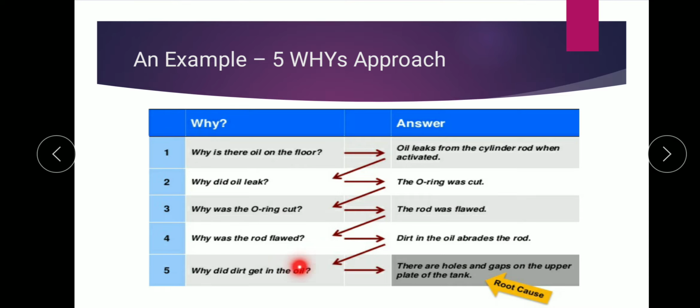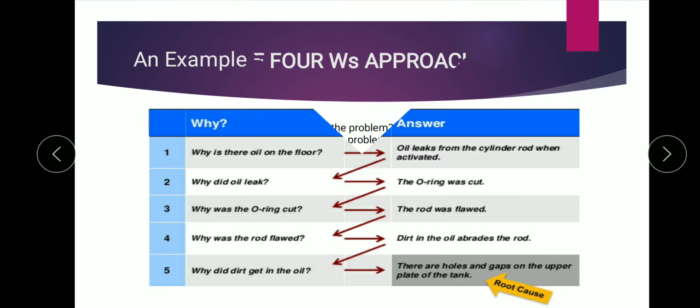Why did the dirt get into the oil? Because there are holes and gaps on the upper plate of the tank. So this is the root cause, and by asking the question why five times, in this iterative process, you come up with the root cause of the problem. So this is the why approach. In design methodology, the first approach we are learning here is the why approach.